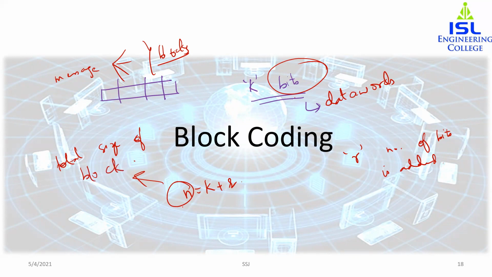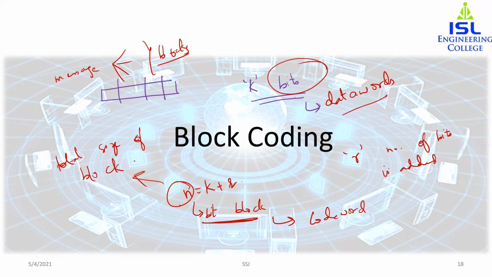Block is n. Now this n bit block is called the code word. So n, now the total size is n, right? So the n bit block is known by the term code word. Okay, so we have two concepts to be remembered. The first is the k bit block, which is the original message divided into blocks of k bits, and that is called a data word.